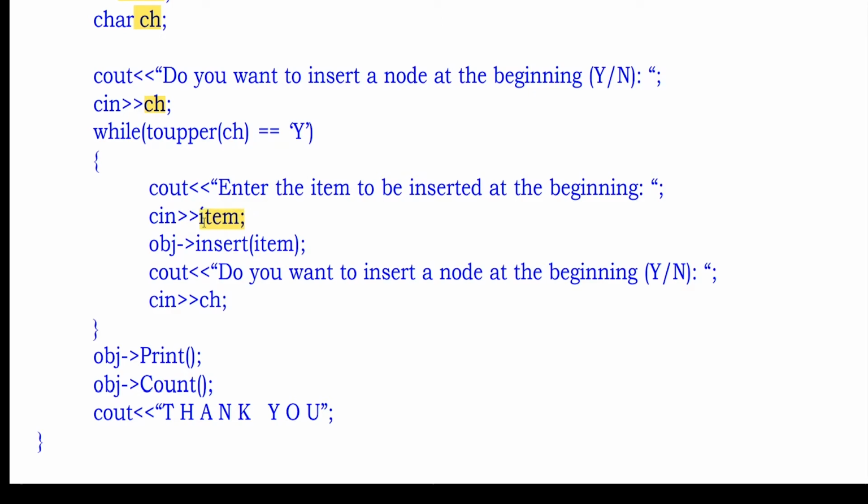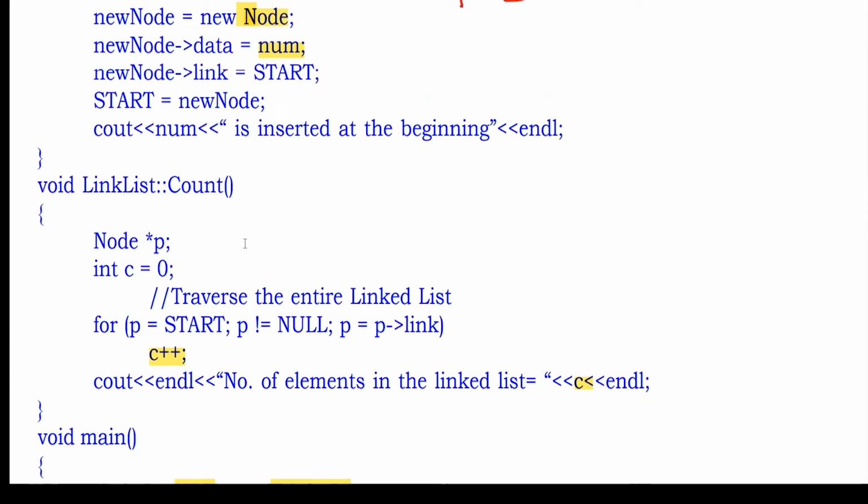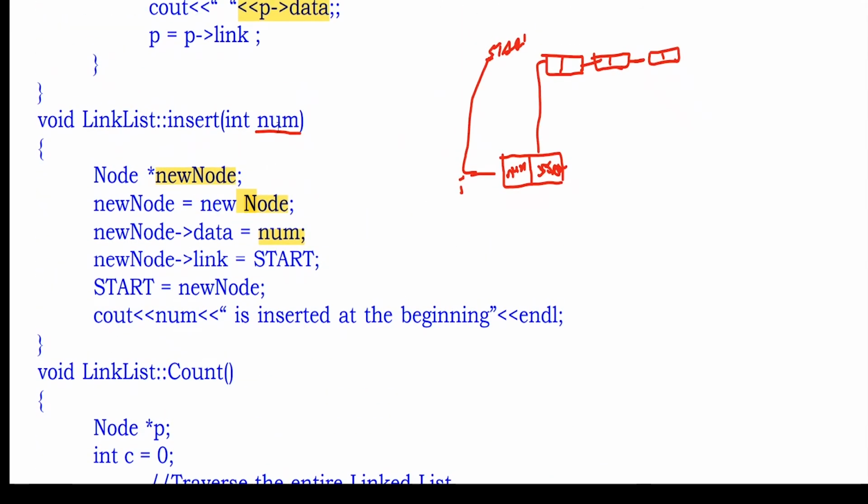So when you say enter item to be inserted, like 10 you entered, then we call the function. This is the arrow symbol we use for accessing the members of the class using pointers. Now the function is called, so it goes to here. Here the num, what you enter like item, so item becomes this. If it is 20, 20 is copied and this follows this and inserts one more node here.